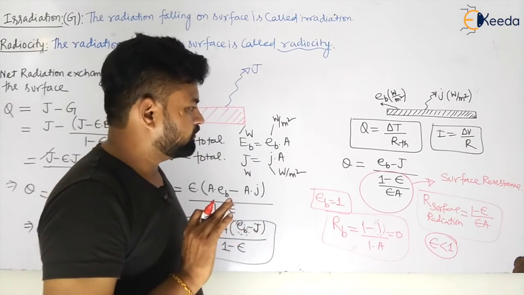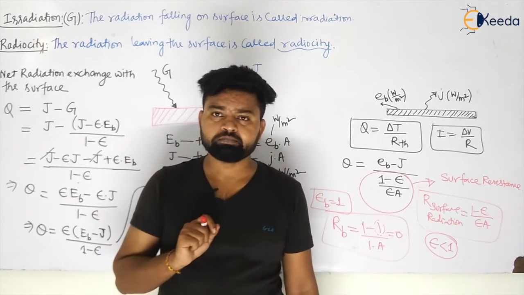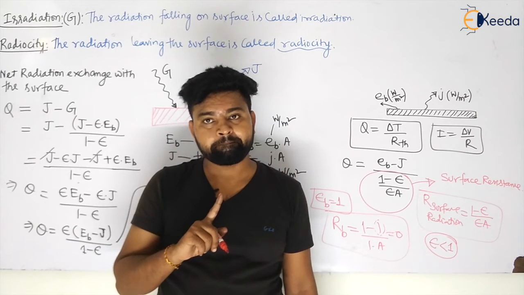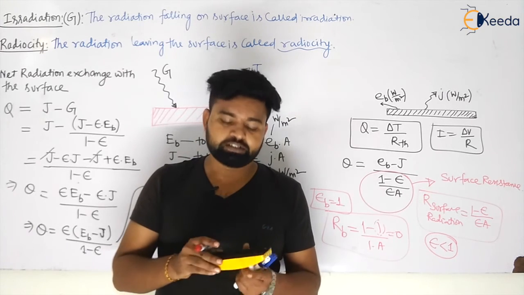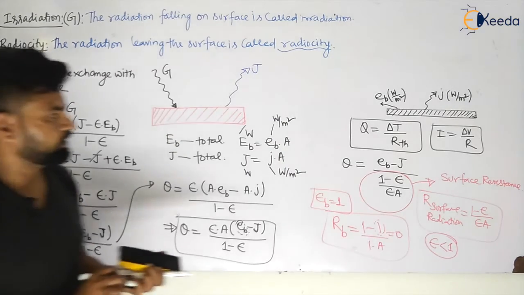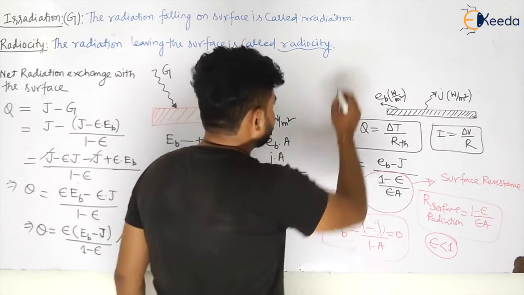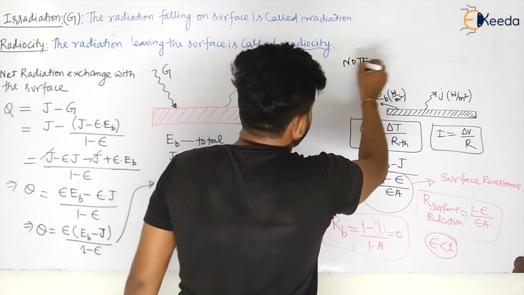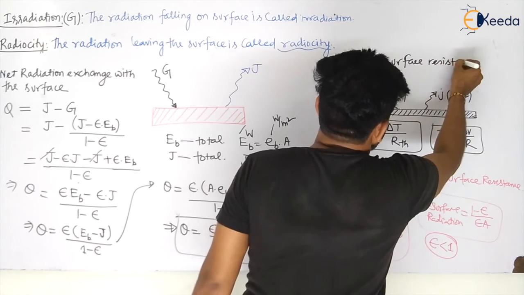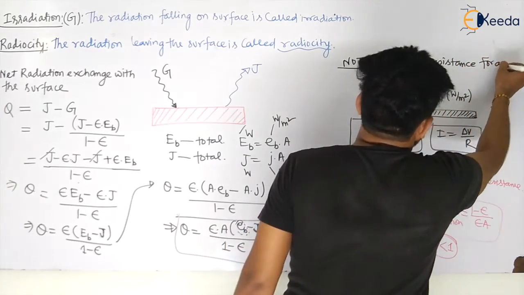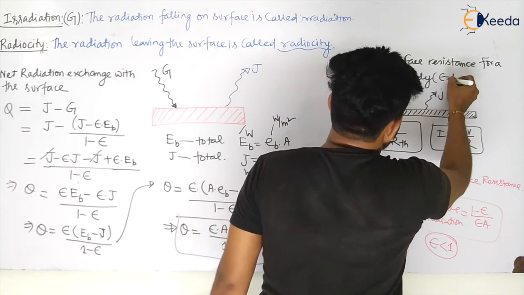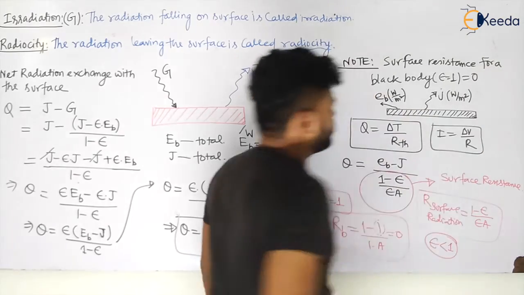Now hope you have understood the concept. Now we know that every body has some surface resistance in radiation. We can also take a note for this: the surface resistance for a black body, which has emissivity equal to 1, will be equal to 0.